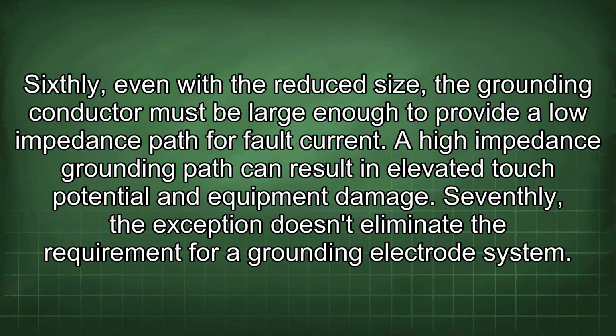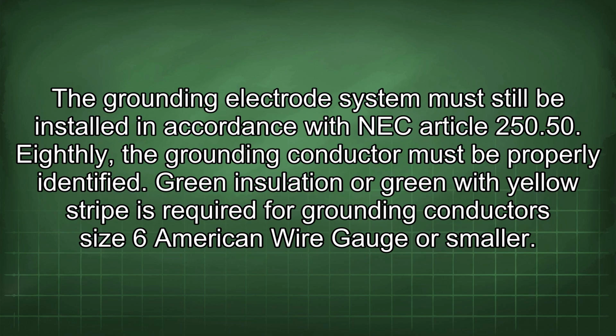Sixthly, even with the reduced size, the grounding conductor must be large enough to provide a low impedance path for fault current. A high impedance grounding path can result in elevated touch potential and equipment damage. Seventhly, the exception doesn't eliminate the requirement for a grounding electrode system. The grounding electrode system must still be installed in accordance with NEC Article 250.50.